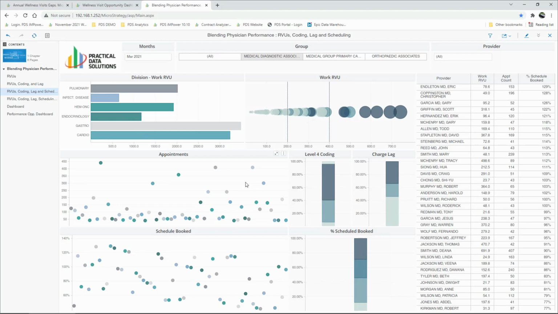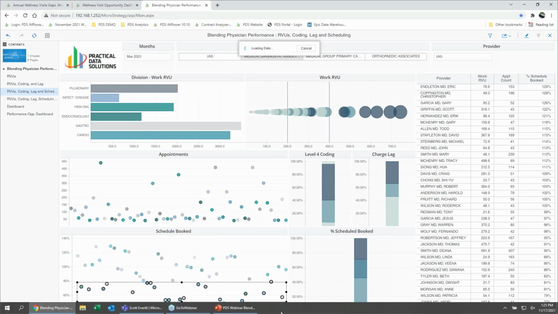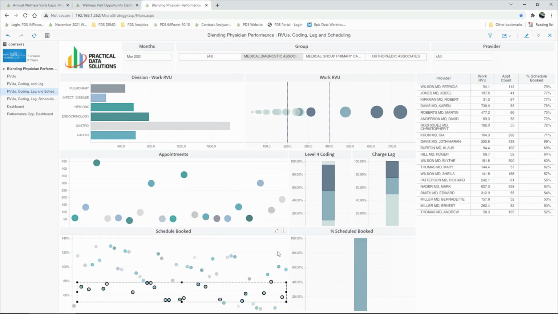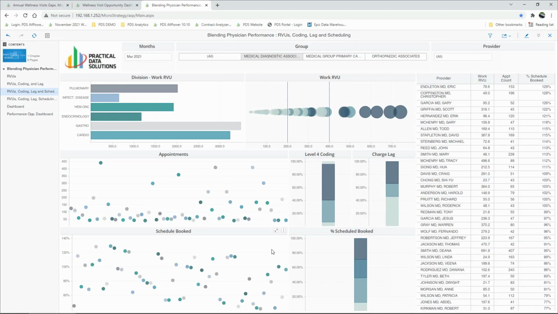In addition to that, if you're seeing lower levels of scheduling and low appointment counts, you can also look at that and say, okay, maybe we need to improve outreach for this particular provider. We need to look at more referral opportunities, or we may need to look at more marketing opportunities. But each different problem has kind of a different solution. So looking at those correlations is really key in making sure that we can optimize that.